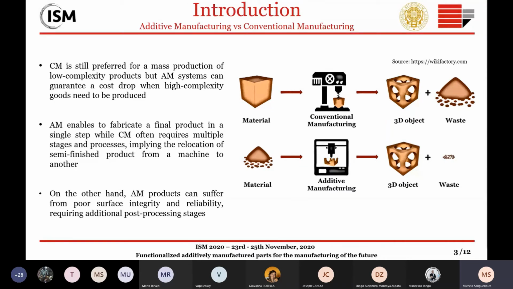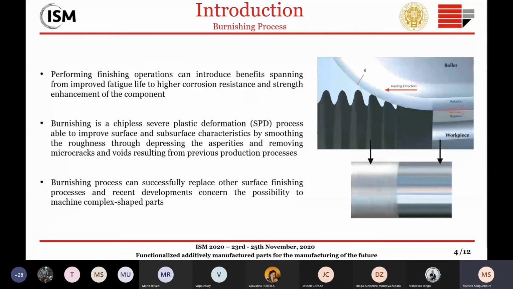In terms of post-processing stages, in this work we will talk about the burnishing process, which consists in a severe plastic deformation and chipless process. This process is performed through a rigid roller or sphere, which is progressively pressed into the surface of the sample, and it smooths the roughness and asperities of the sample itself, thus promoting the removal of microcracks and voids resulting from previous production processes, and thus increasing fatigue life, corrosion resistance, and strength of the component itself.